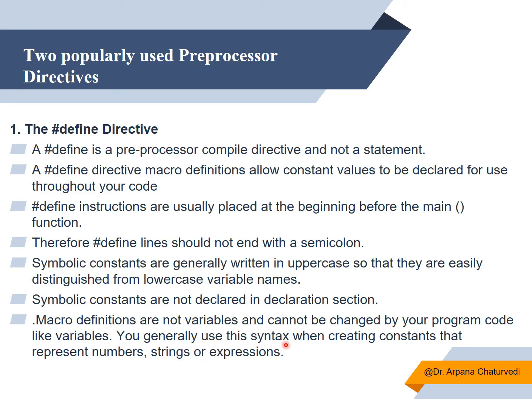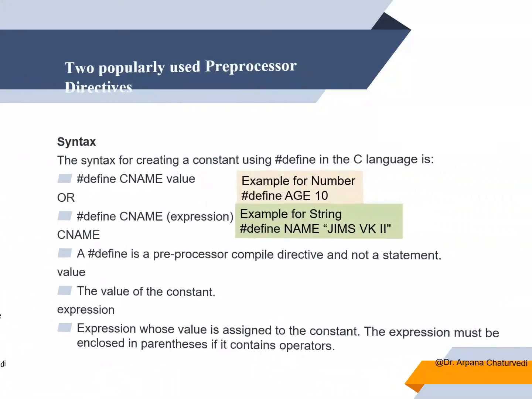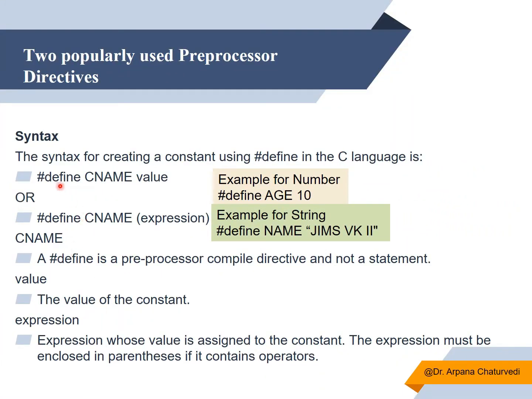You generally use this syntax when creating a constant representing either a number or a string. Like here, this is the syntax: hash define cname and then value. No semicolon has come over here. Or you can say hash define cname within brackets, expression. So here cname is the name of a constant which we will be using in the program while writing some set of statements. In this example, age is a constant with value 10 in it. Name is a constant string having value Jim's VK2 stored in it.